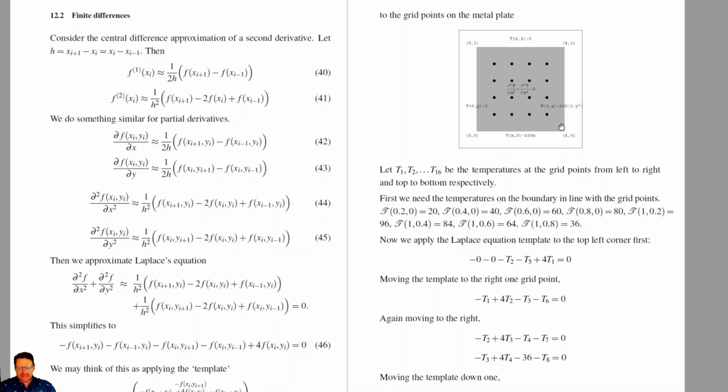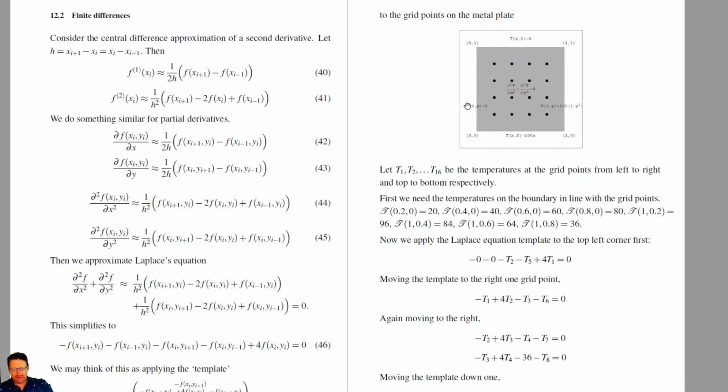Okay, so we need the temperature on the boundary in line with the grid points. Now these equations along the boundary give us the temperature along these boundaries. If you focus on the top, it says T(x, 1) is equal to 0, so that means x changes along that boundary line, but y is equal to 1. So it tells you that the temperature along this top is entirely 0.